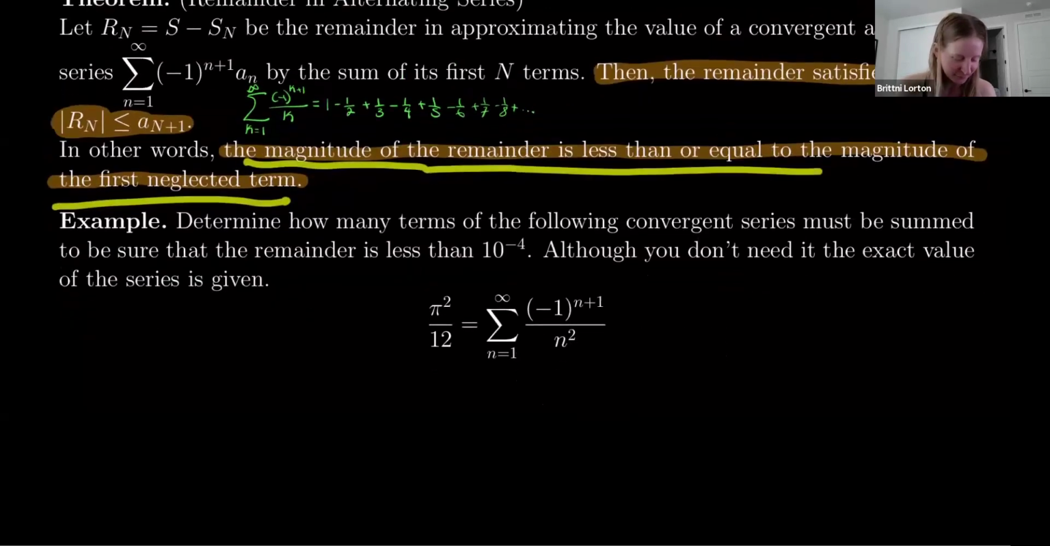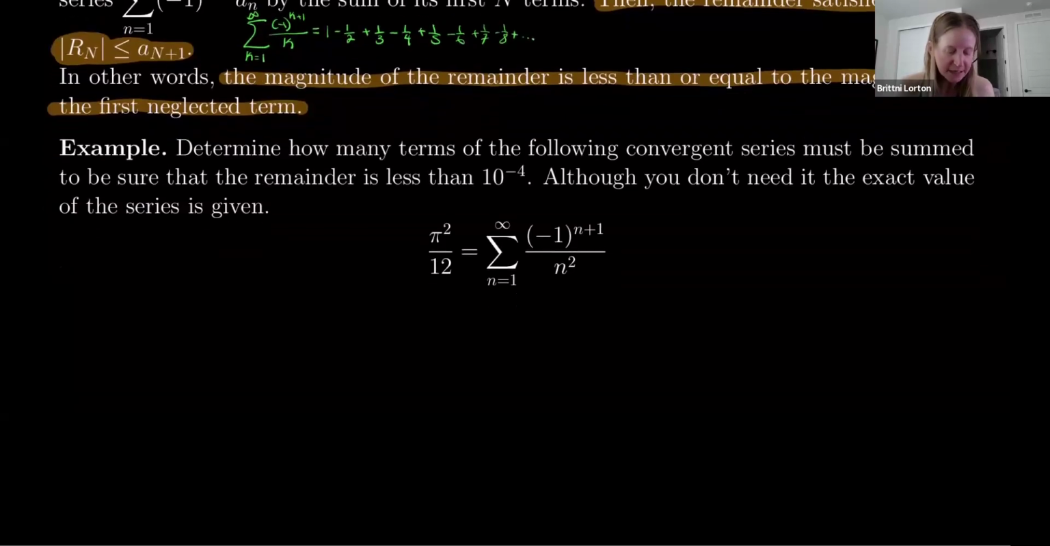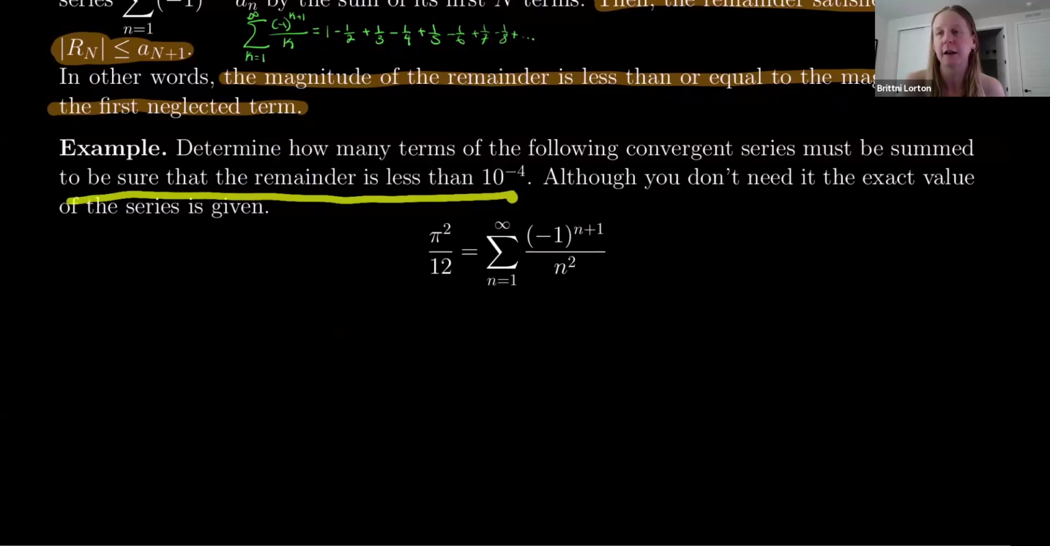All right, let's do an example. Okay, so this example: determine how many terms of the following convergent series must be summed or added up. How many should I do? Should I do 1,000,000, 1,000,000,000, or only 4? I don't know. To make sure that my remainder is less than 10 to the negative 4.